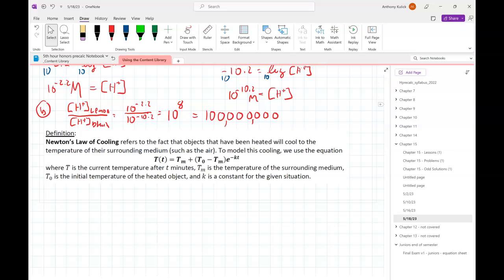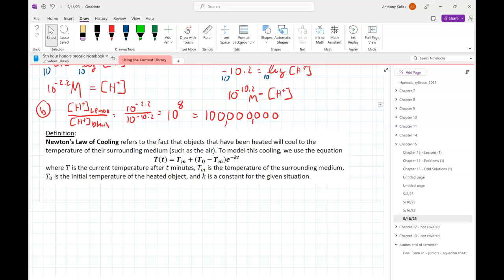So Newton's law of cooling refers to the fact that objects that have been heated will cool to the temperature of their surrounding medium. To model this cooling, we use the equation T of t equals T sub m plus T naught minus Tm times e to the negative kt, where T of t is the temperature of the substance after t minutes of cooling.